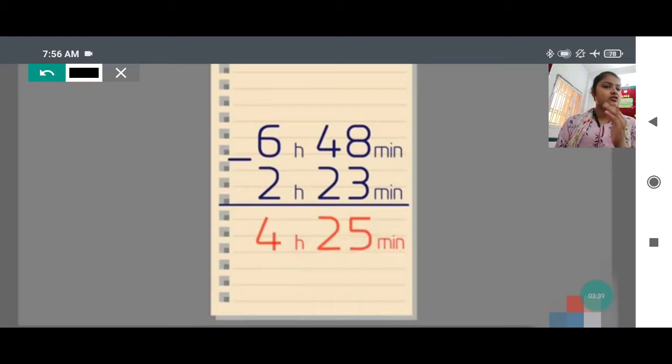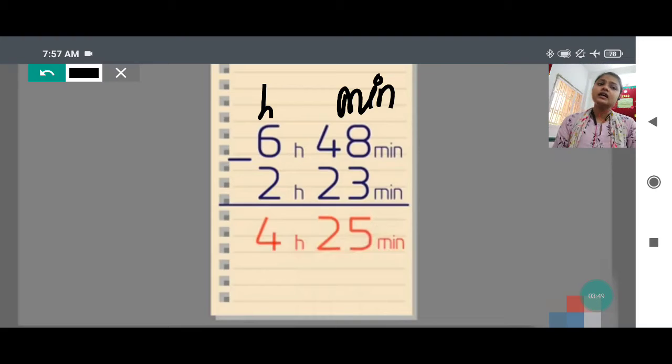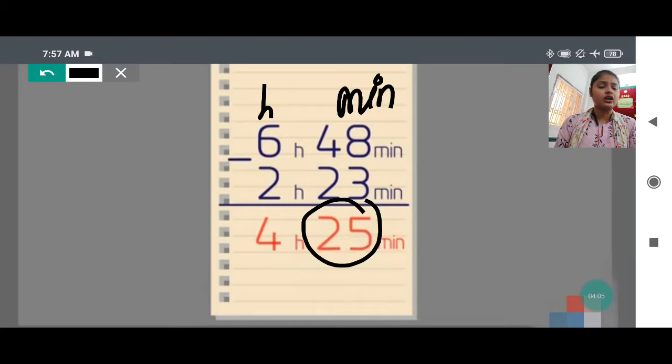In the same way, this has also been done for you. In this, I have to make two columns also. I have not made the column, but I have written it in that way. And just beside the number, I have written the units, but you will write them on top only. After that, we will subtract it. 8 minus 3, we are getting 5, and 4 minus 2, we are getting 2. So I have written 25 minutes in the minute column. Then I will subtract the hour column. 6 minus 2 will be 4. So we have got 4 hours. So finally we will receive 4 hours and 25 minutes.